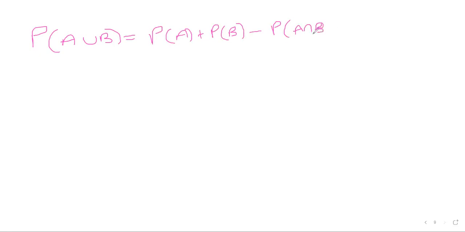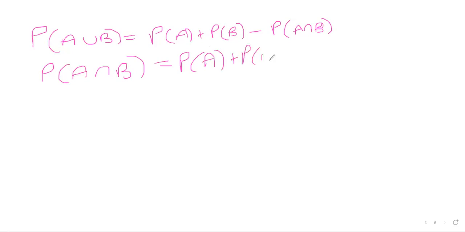So to make this subject a formula, you can say A intersection B is therefore equal to what? Probability of A plus probability of B minus the union set of A union B.